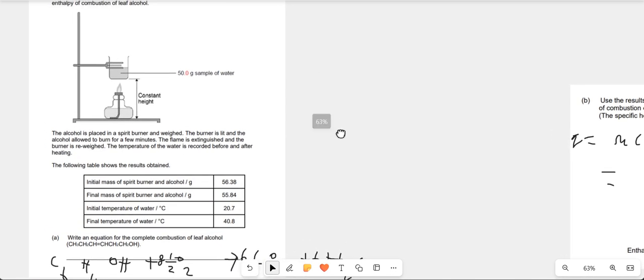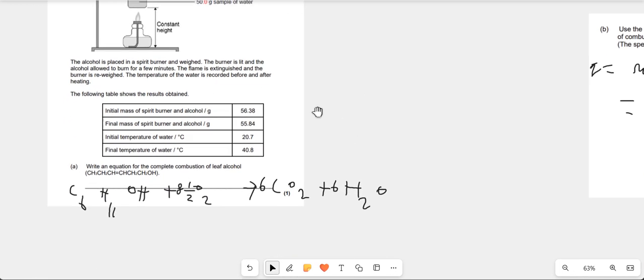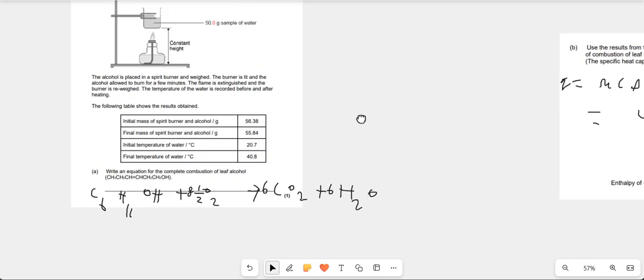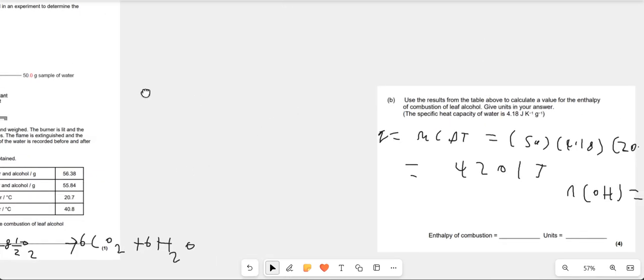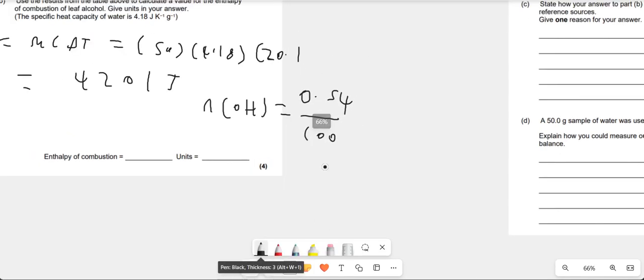It doesn't even tell you the Mr, you actually have to find that. So find the Mr using this: 12 times 6 plus 11 times 1 plus 16 plus 1. You'll have an Mr of 100. Then that's just going to be 0.0054 mole.